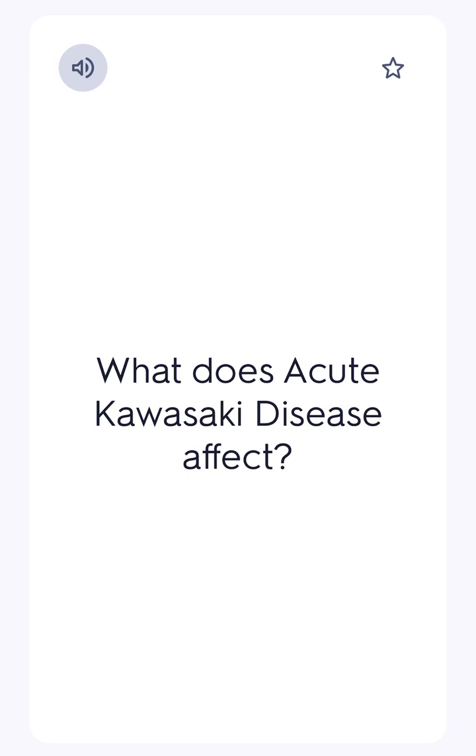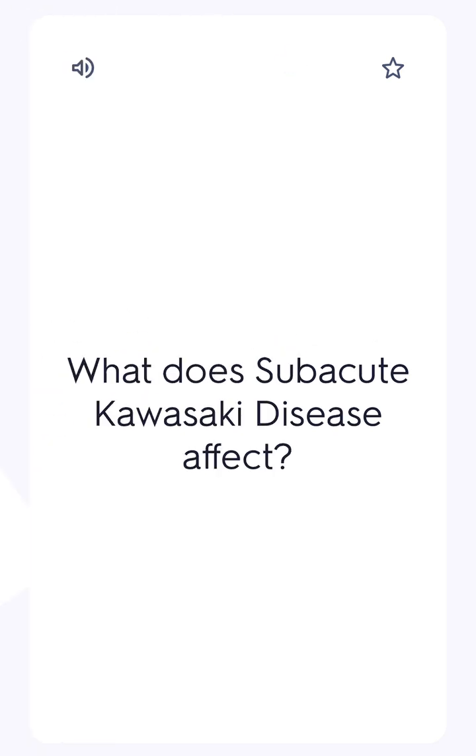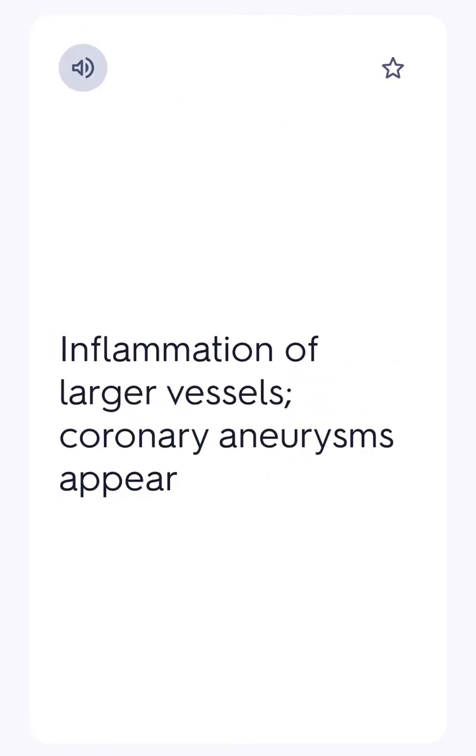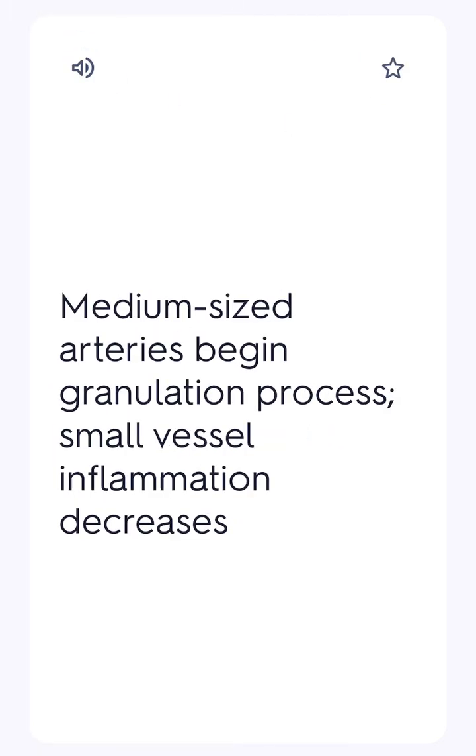What does acute Kawasaki disease affect? Capillaries, venules, arterioles, and the heart become inflamed. What does subacute Kawasaki disease affect? Inflammation of larger vessels. Coronary aneurysms appear. What does convalescent Kawasaki disease affect? Medium-sized arteries begin granulation process. Small vessel inflammation decreases.